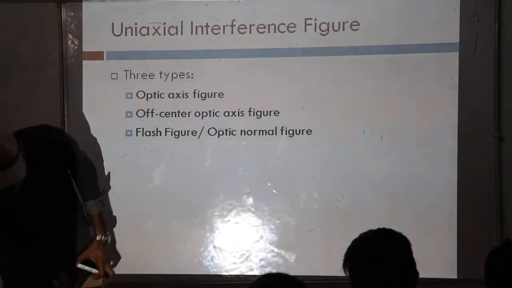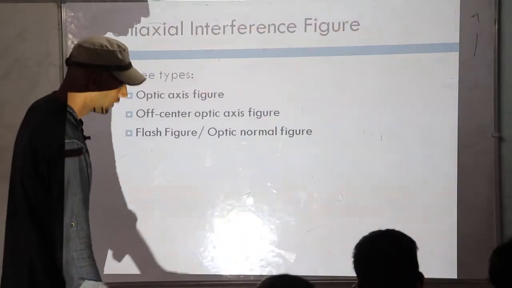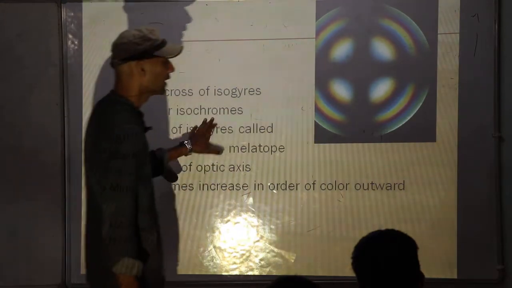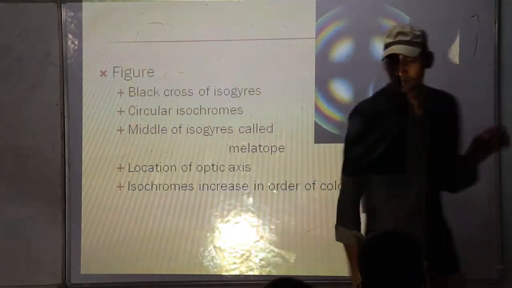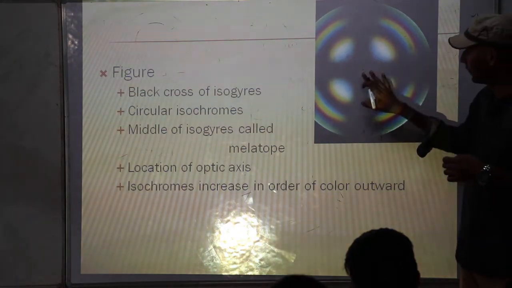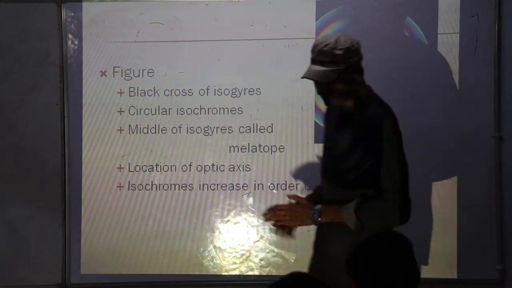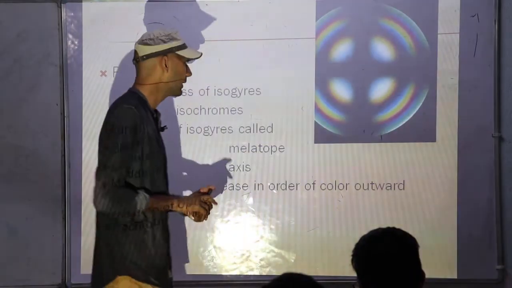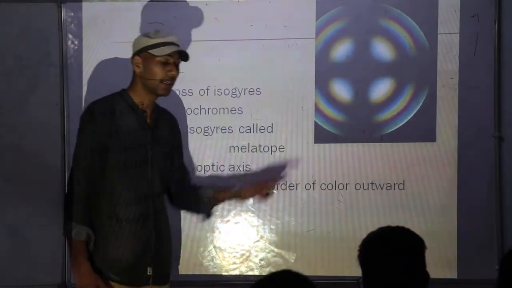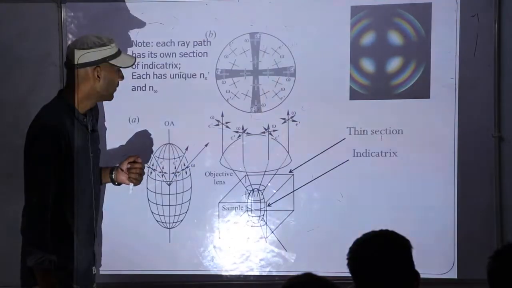So now going to the different types of figure. I have already discussed how you can obtain the optic axis figure. You can see this is the optic axis figure. The center part, or the melatope, represents the position of the optic axis. These are outward rings. When the angle is greater, retardation will be greater, forming higher order interference colors outward, right? So these are isochromes.